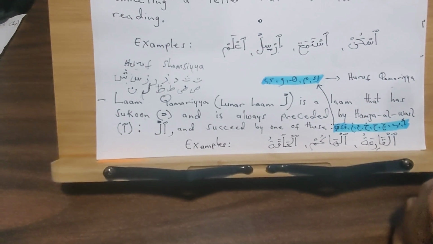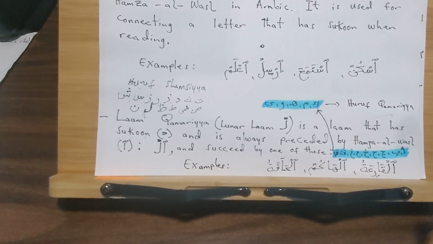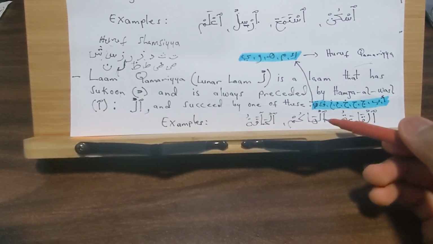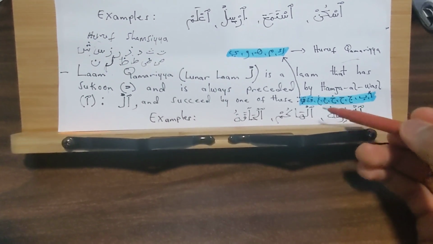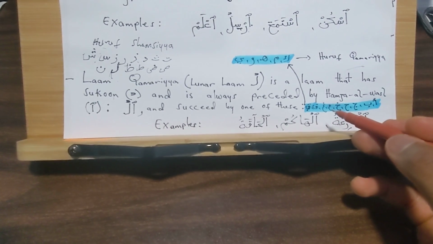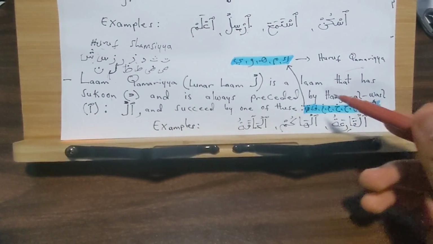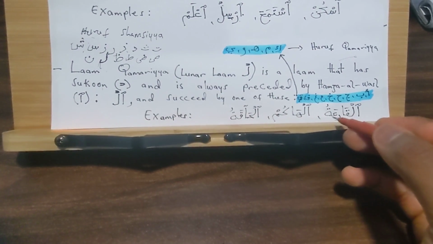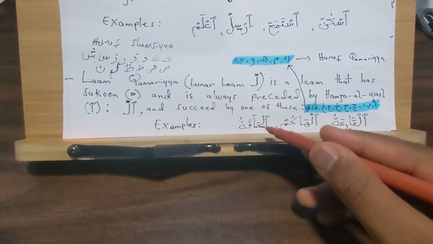Inshallah, I might do a separate video on these two, the Huruf al-Shamsiyya, the solar and the lunar letters. So just know that the Lam al-Qamariyya is a Lam that has Sukun, and the letter that comes before the Lam al-Qamariyya is the Hamzatul Wasl. And the letter that comes after the Lam al-Qamariyya is one of the lunar letters. It's good that you remember them, okay? And the examples here are Al-Qari'atu, Al-Haakum, and Al-Haqqatu.